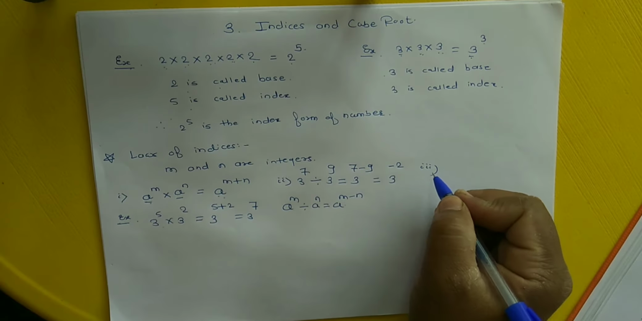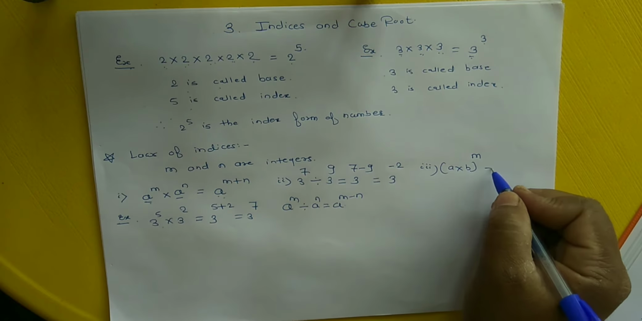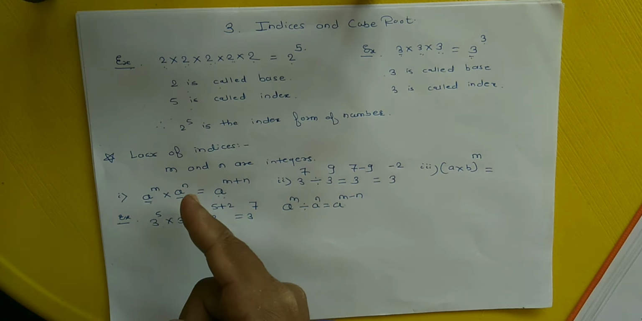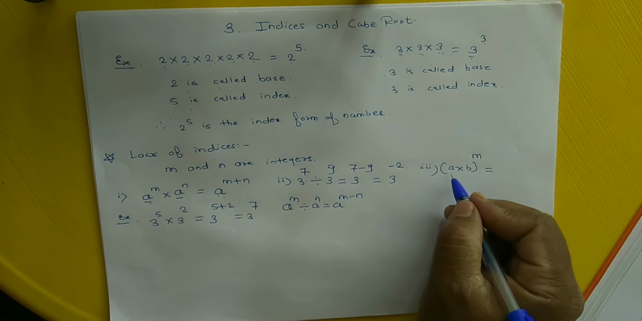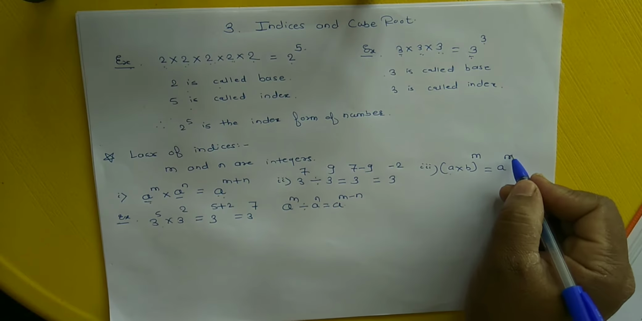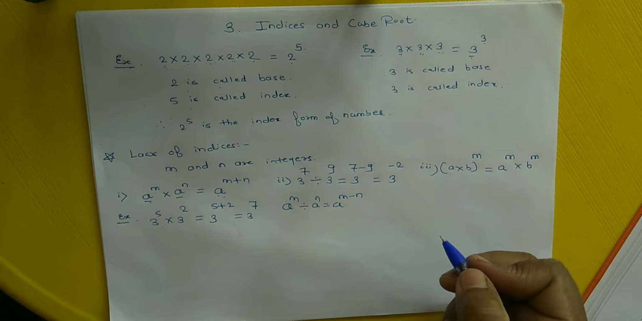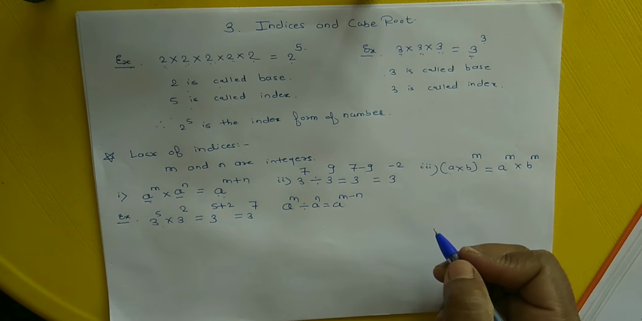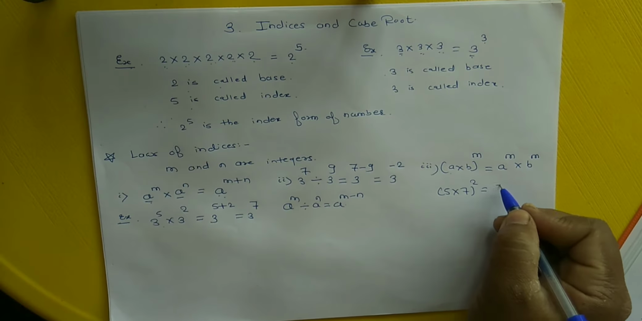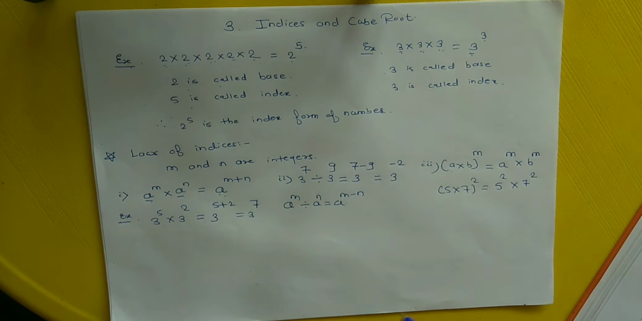Third law: suppose a into b, the whole to the power m. Here the bases are different. In the first two cases the base a was the same. Here the bases a and b are different but the power is the same, so we can write a to the power m into b to the power m. For example, 5 into 7 to the power 2 can be written as 5 to the power 2 into 7 to the power 2.